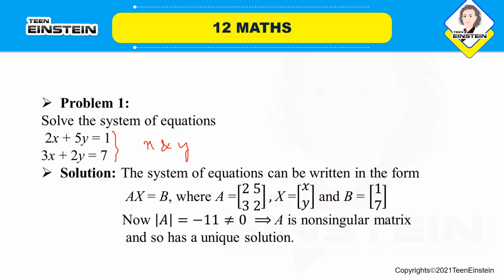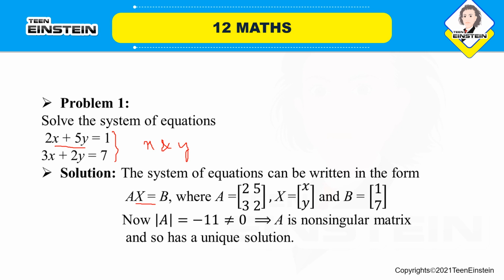Now let us discuss the solution of this problem. The above system of linear equations can be written in the matrix form Ax = B. A is the coefficient matrix, that we know. How will you write A? See the coefficients of x and y in the first equation. The coefficient of x is 2 and the coefficient of y is 5, so that will be your first row: 2, 5. What about the second row? The coefficients of x and y from the second equation are 3 and 2. So your second row is 3, 2.